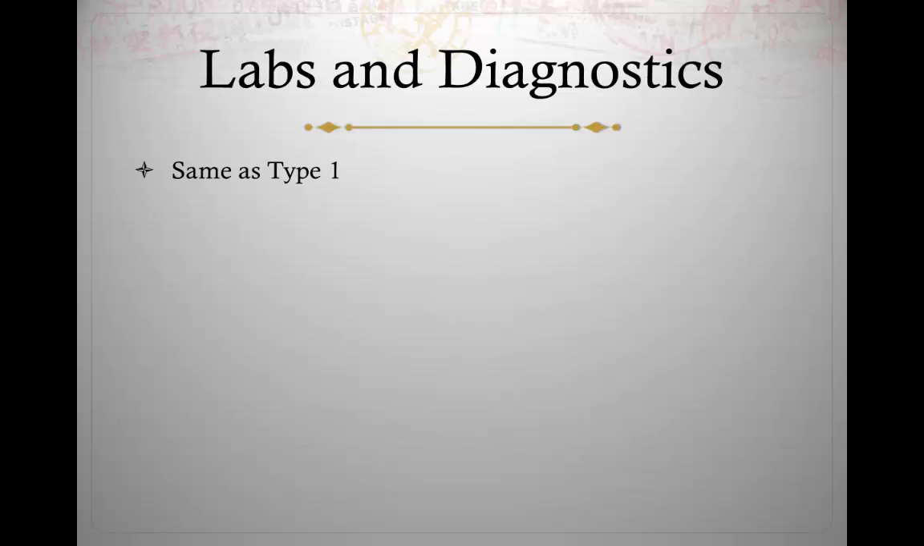Now, the laboratory data that you're going to basically concentrate on is basically the same as type 1 diabetes. You're going to do the fasting glucose levels. You're going to do the hemoglobin A1C. You're going to be doing the 2-hour postprandial. Remember basically the protocol that we have to follow to be able to diagnose patients with diabetes.